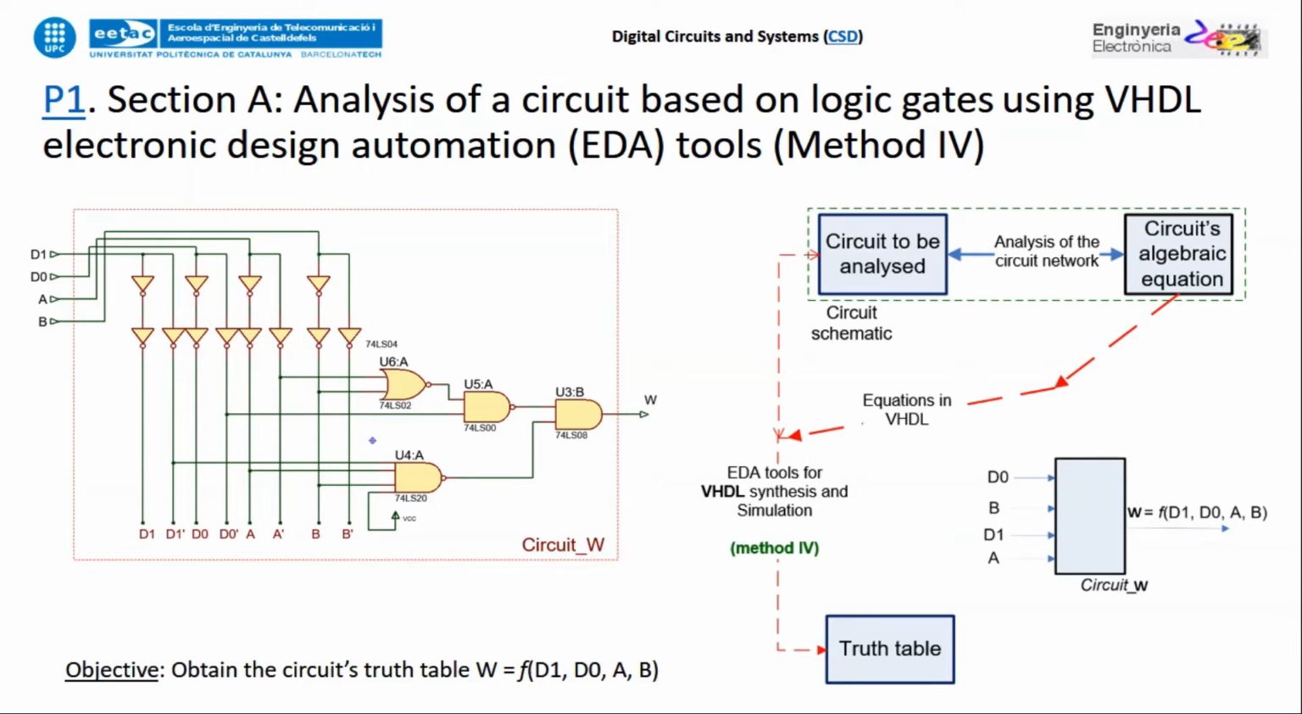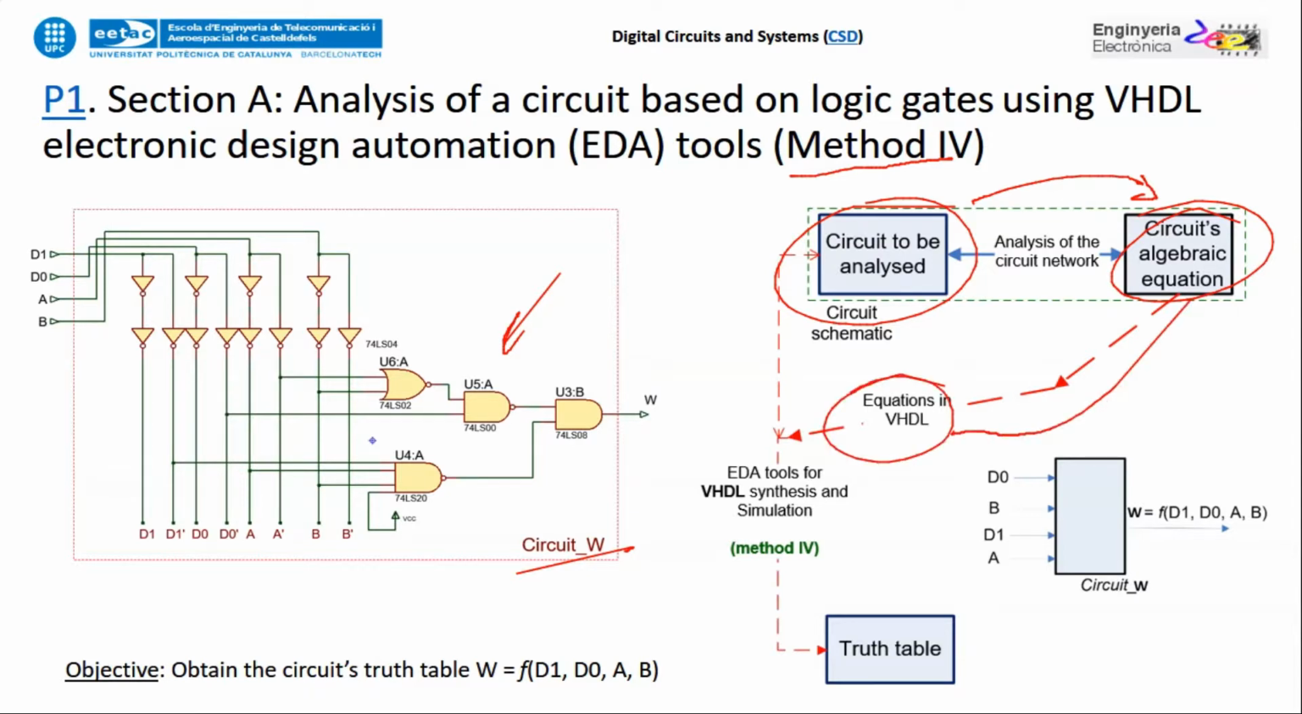Hi, let's start the analysis of the circuit W using the VHDL electronic design automation tools, which is in our plan as method 4. So here you have the schema. This is the circuit to be analyzed. This is the equation that we will get, and from this equation we will translate it to VHDL, and then we will follow the synthesis process and the simulation process to get the final truth table. All right?